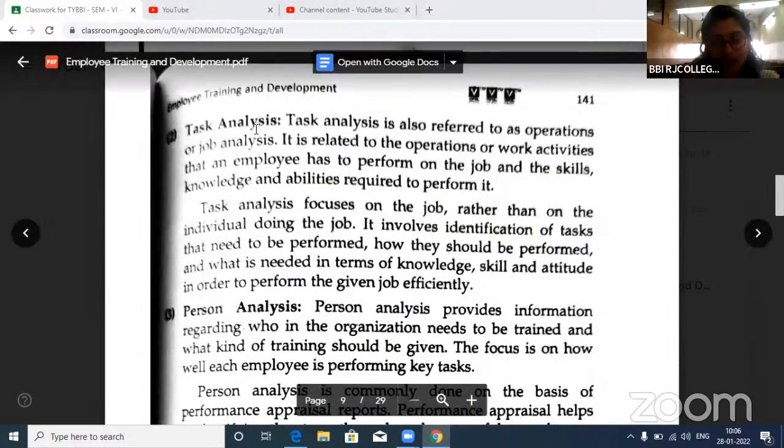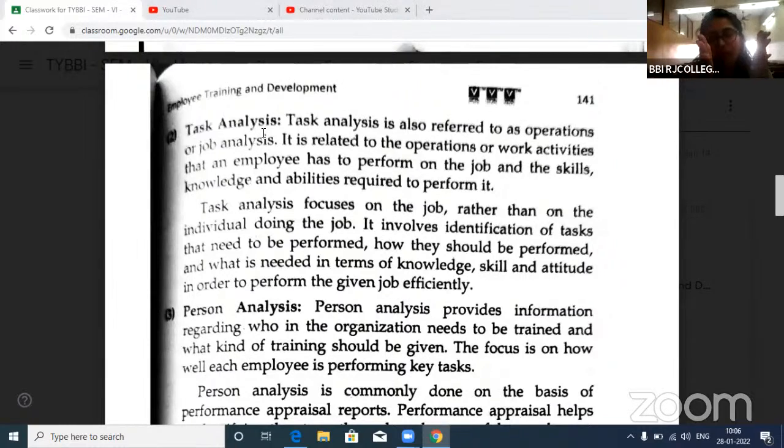Next is task analysis. Now I'm not talking about the organization, I'm talking about the task only: the duty, the responsibility, and the work that is given to you to perform. Suppose I am a teacher. I am asked to teach some subjects in your class. That is my task, my duty, my role. So how do I do it? Before that, I am given training.